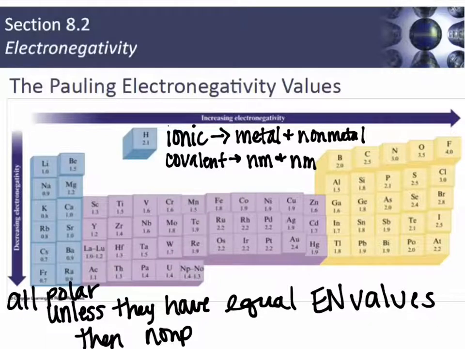So those types of bonds, a chlorine-chlorine, fluorine-fluorine bond is nonpolar. All other is either going to be ionic or polar covalent. So diatomics.